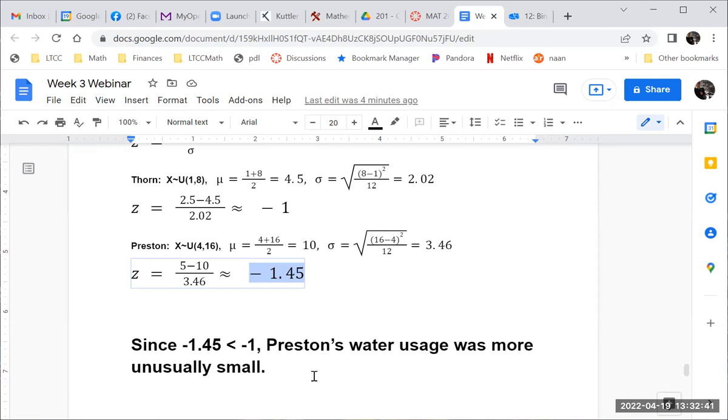Are there any questions at all on this example of using the mean and standard deviation formula along with the z-score formula to do an example, to talk about how unusual something is?